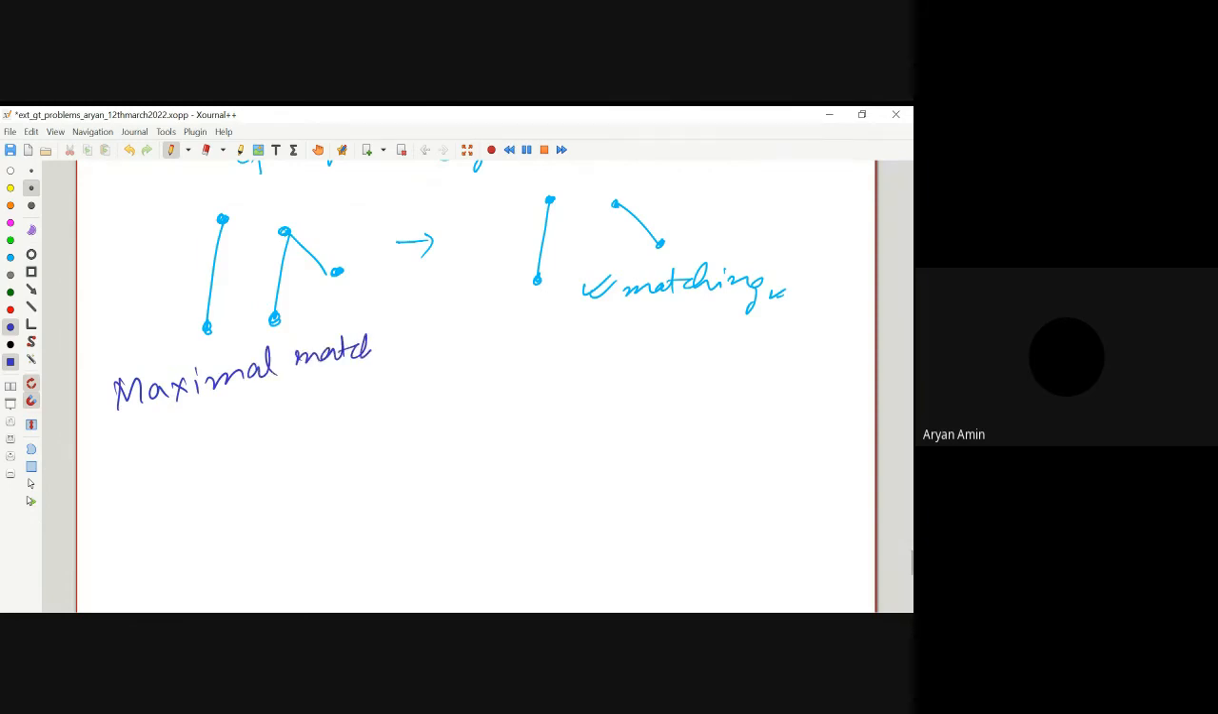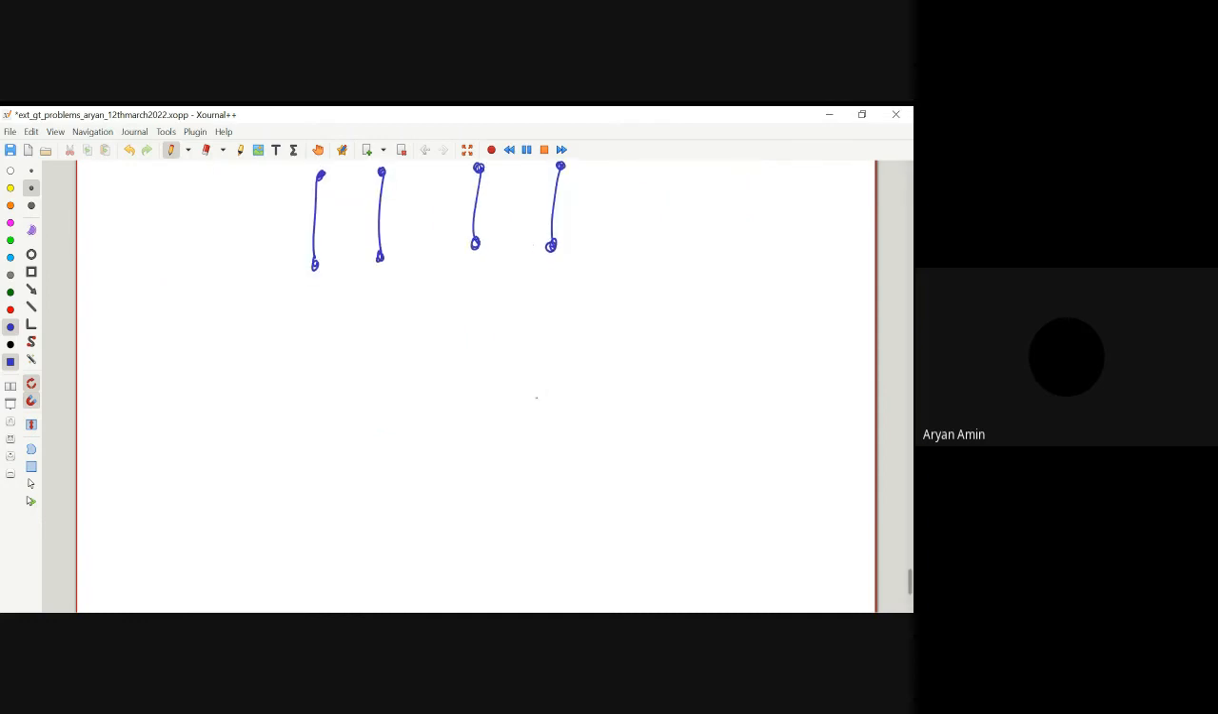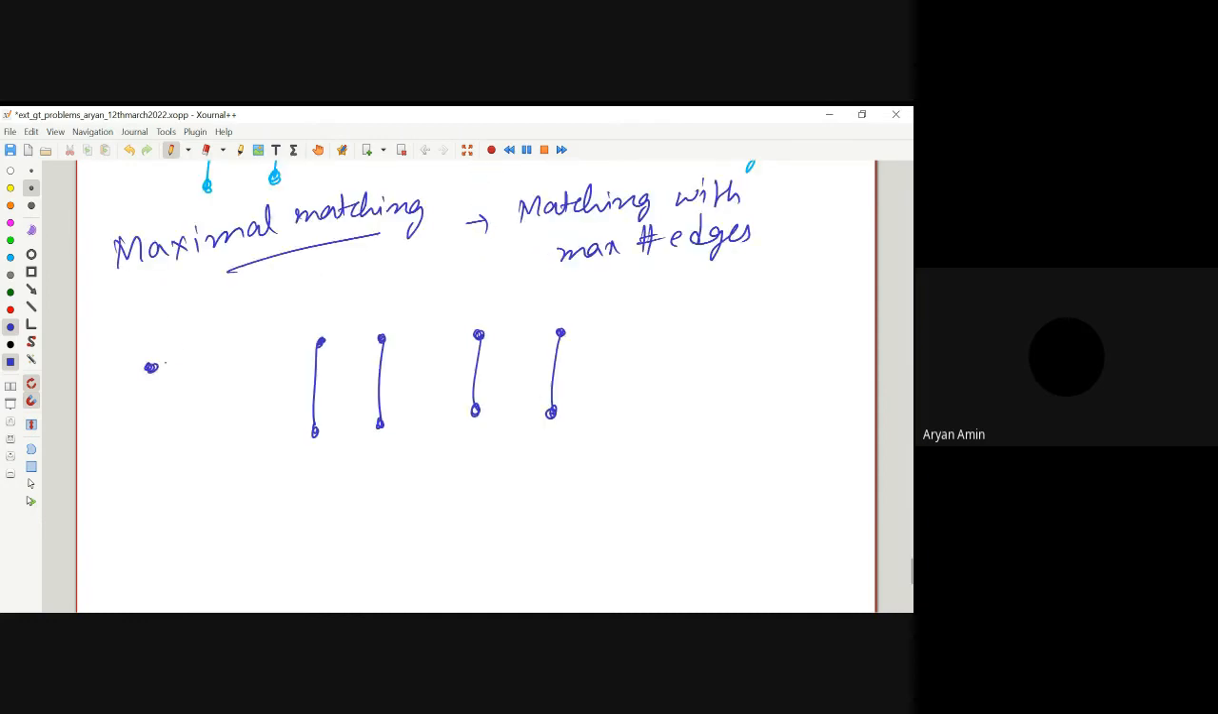What is a maximal matching? It is the matching with the max number of edges. So we defined matching as a subgraph which just had a bunch of disjoint edges. Now if you consider the subgraph which has the maximum number of edges, we'll call it the maximal matching. Suppose this is a maximal matching for a graph and you have some other vertices which are not a part of the matching. Now think what happens.